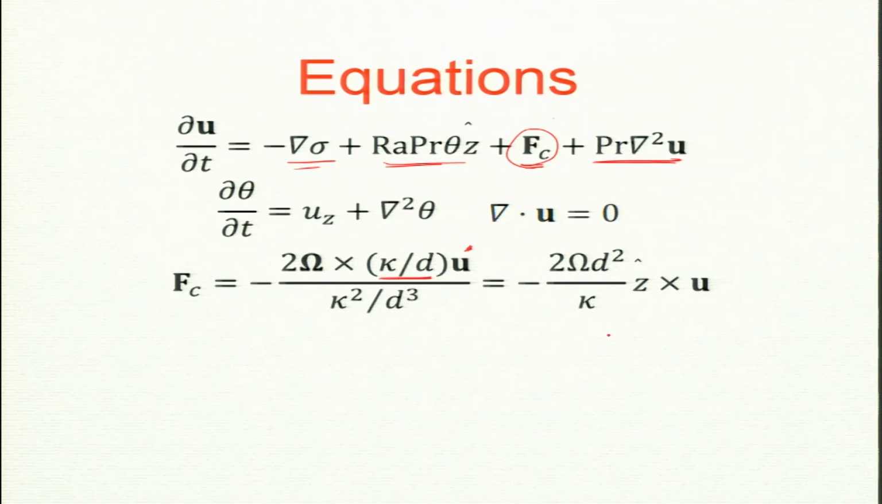So, what I finally get is 2 omega d squared by kappa, z hat, the z direction, cross u, because omega is along the z direction. My fluid is rotating about the z axis with rotation frequency omega. You can think of a cylinder which is heated from the bottom and cooled from the top. Actually, we are doing a box only, no cylinder. So, this is a box which is rotating with omega frequency about the z axis, and gravity is also along z downward.